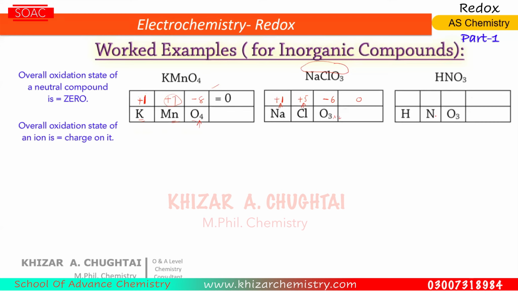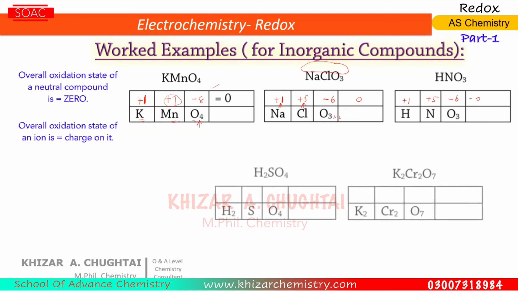So come towards HNO3. Again, we are knowing about oxygen, it is -6, and hydrogen, it is +1. To make the sum equal to 0, it will be equal to +5.